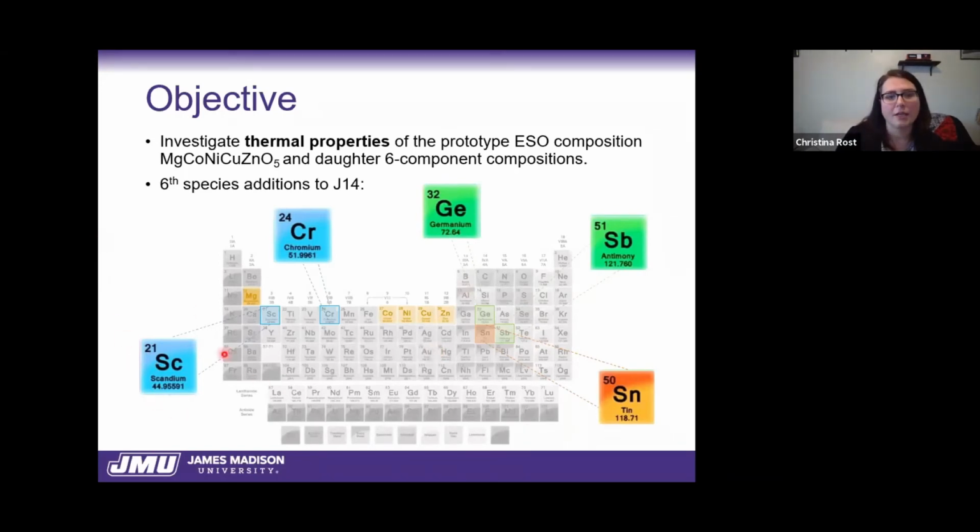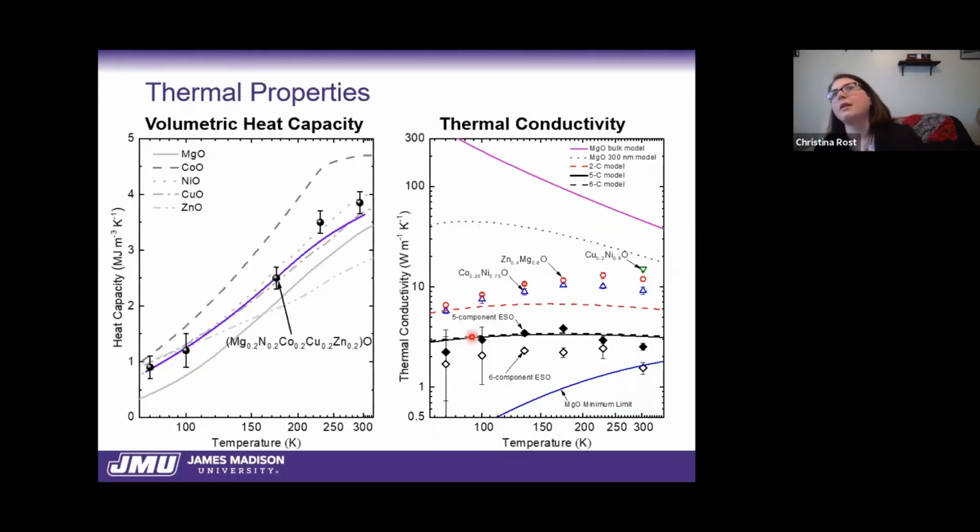So we chose scandium because it has a similar ionic radius, but in the octahedral state, the majority of the time it likes to sit in 3+. Chromium has many, many oxidation states. Germanium has more covalent nature. Antimony, similar to scandium, but it has a very high atomic mass. And then tin has lone pairs. And we ended up using a laser-based technique called frequency-dependent time domain thermoreflectance to back out the thermal properties of our system. So the first thing we did was figure out the volumetric heat capacity.